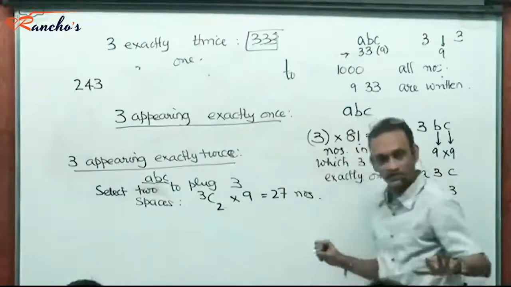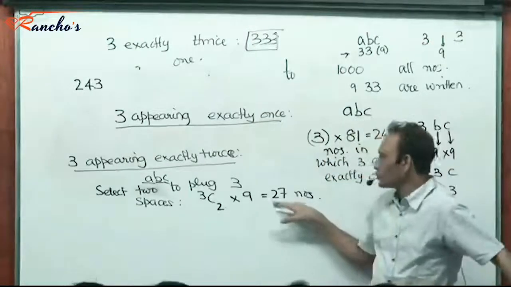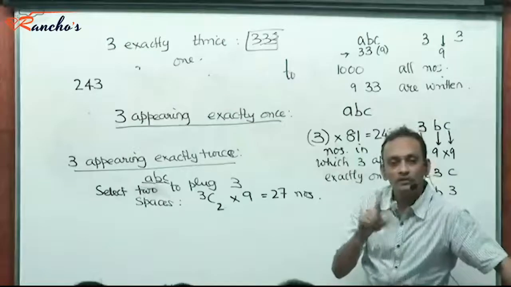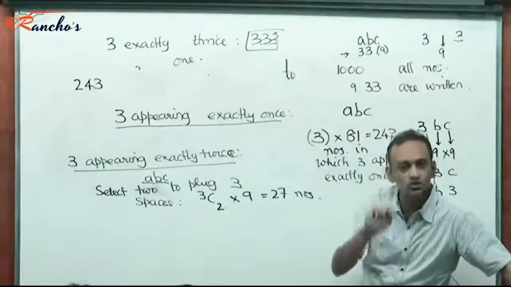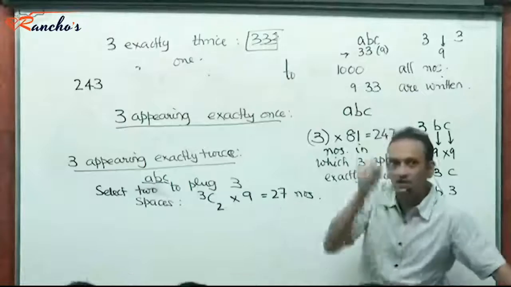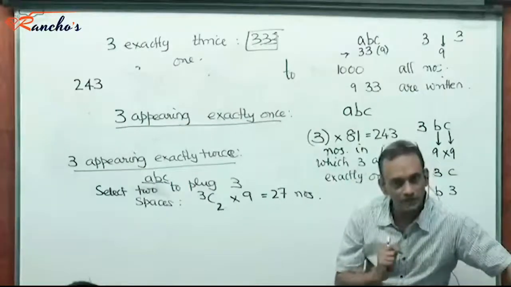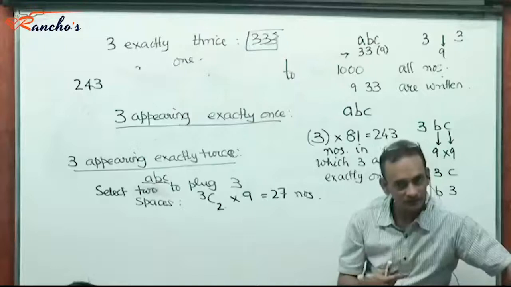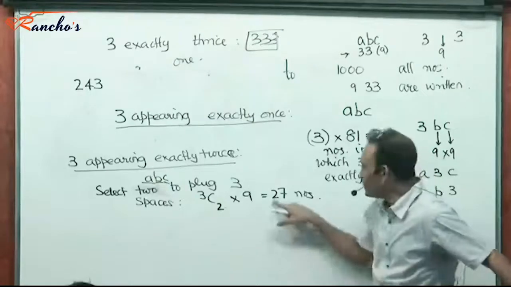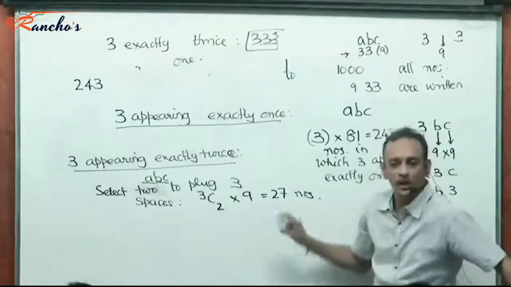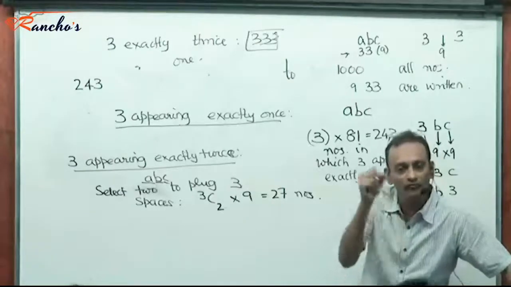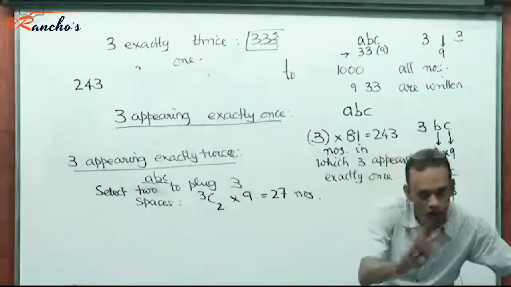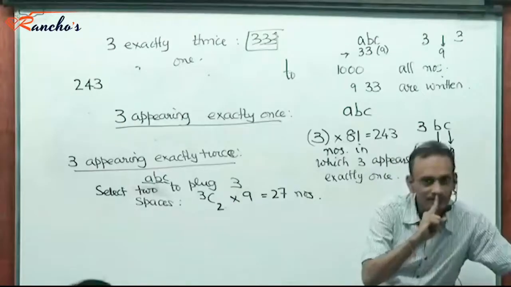Yes or no? Did you understand that there are 27 numbers in which 3 is written twice? That means in each number, 3 appears twice. So in 27 numbers, 3 will appear 54 times. Every number has 3 appearing twice. There are 27 numbers. So in 27 numbers, you will have to write 3 54 times. Yes or no?